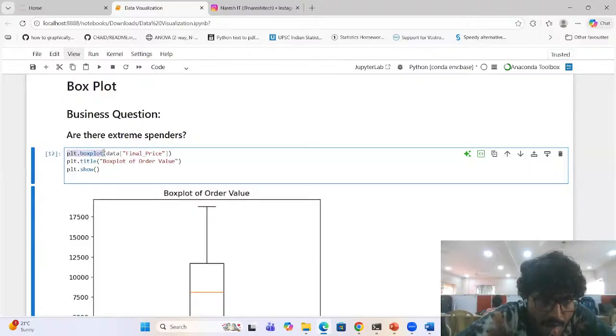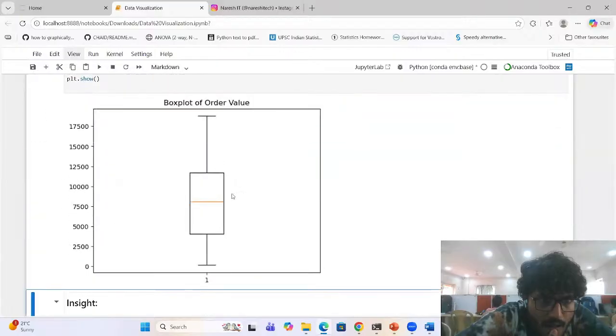For that function, I'm giving a numerical column as an input. When I do this, this is the output I have received. You tell me, what is the average order value of the customers? Around 7,600, 7,500. Now you tell me, do we have any outliers? No.